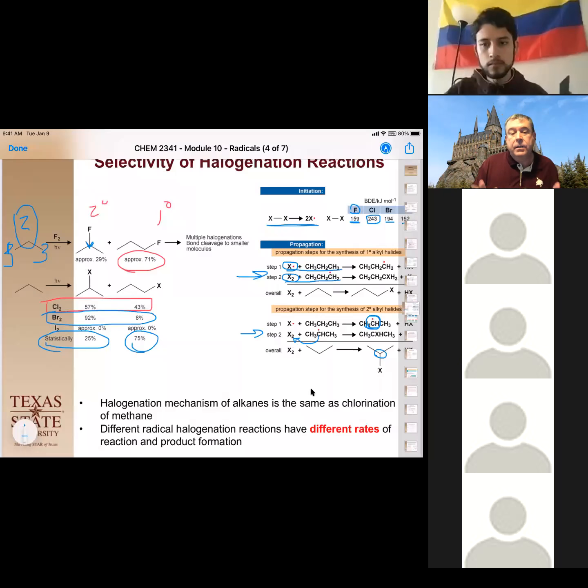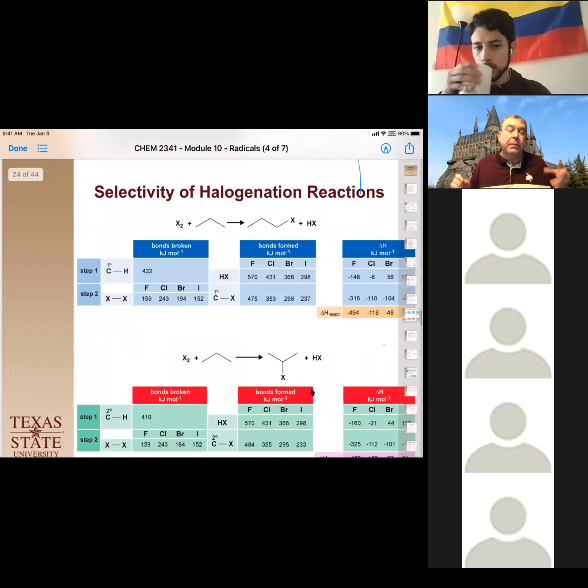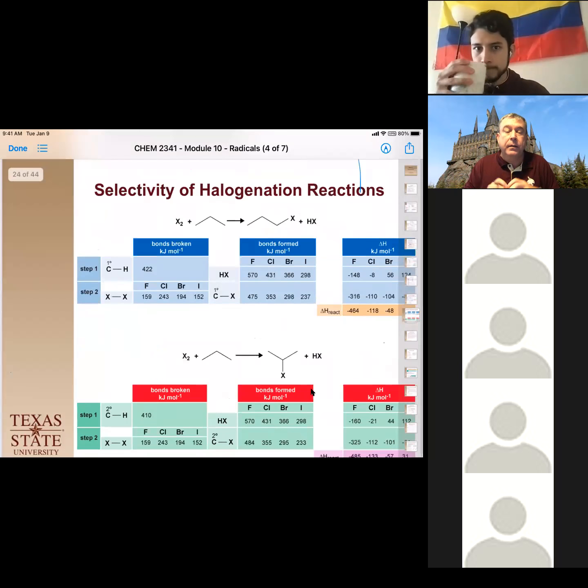So that's where the statistical part of it comes in, how many different hydrogens we have on each of those 2 different sites. All right, now let's dive into the thermodynamics and figure out why. If we use that same thing we did with the bond energy breaking and making, we can see that if we subtract all the bonds broken from all the bonds formed, we should get the net result of that reaction.